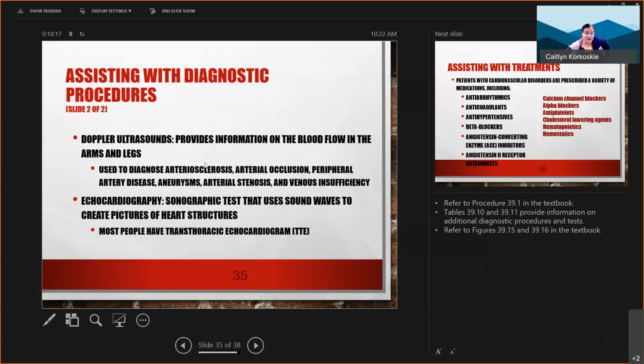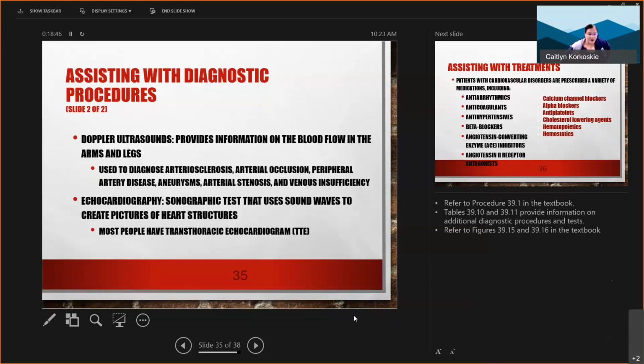Doppler ultrasound is something we can do in the office, which is pretty fun. When you think of an ultrasound, you think of the picture, but this one is specifically checking for sound. So we're checking the blood flow in the arms and legs through specific arteries to make sure there is adequate blood flow coming through those arteries and veins.